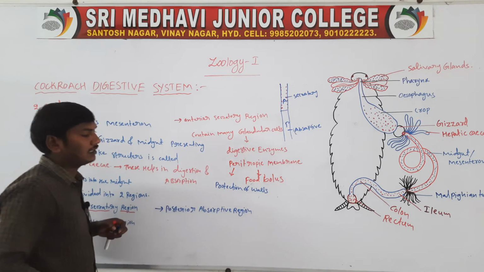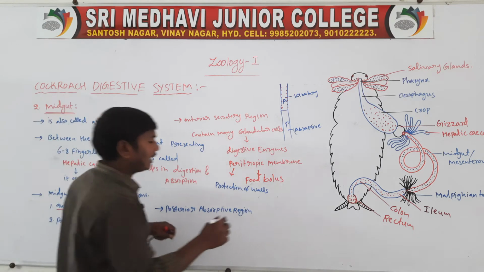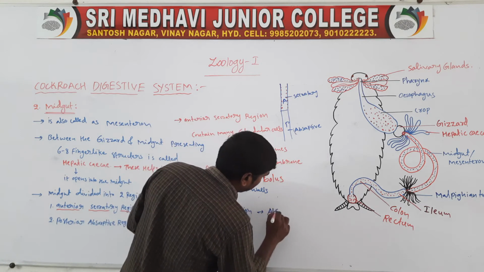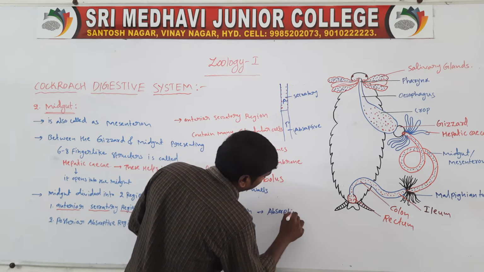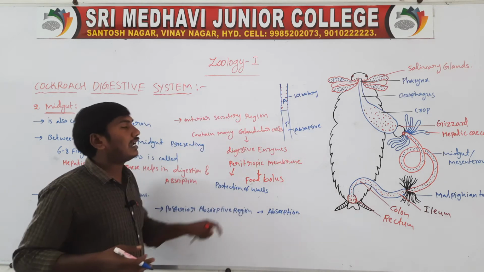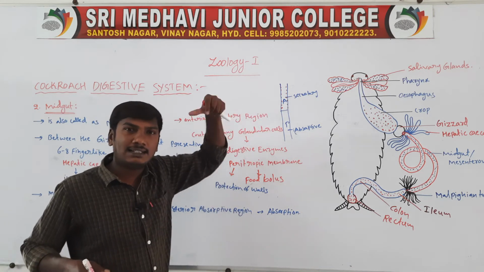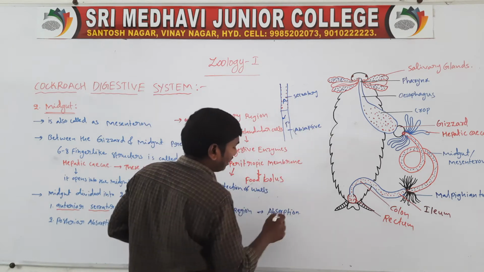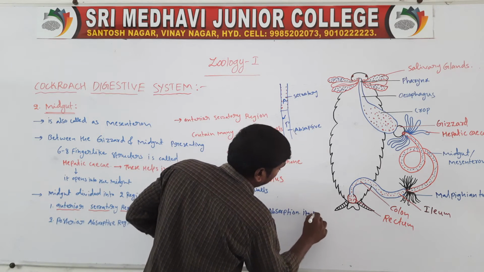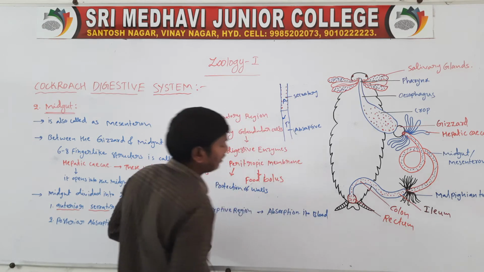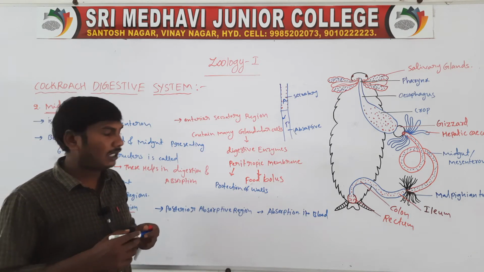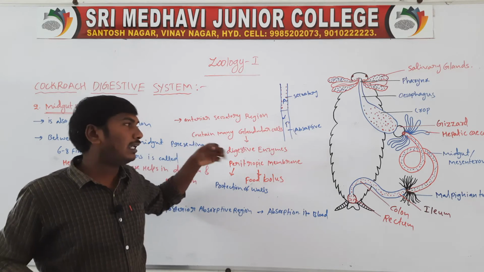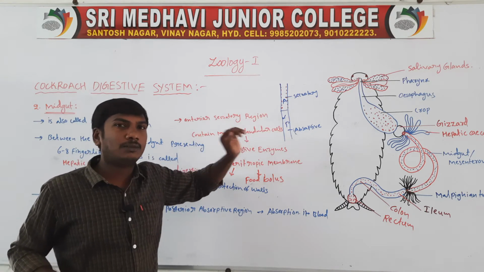Posterior absorptive region. In the anterior region, enzymes are present and the food materials are digested. The digested food materials are absorbed into the blood in the posterior absorptive region.